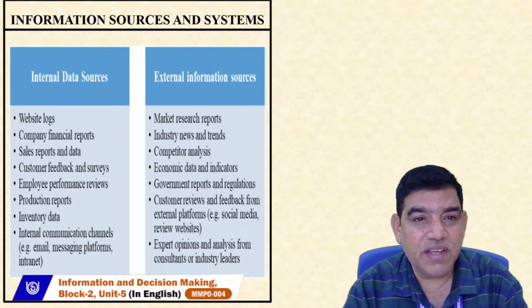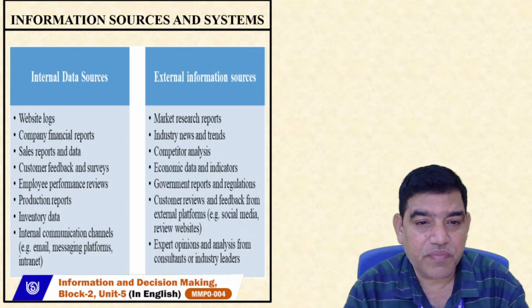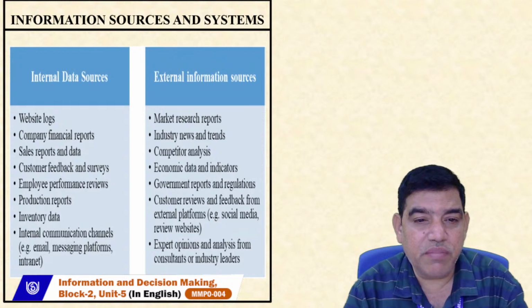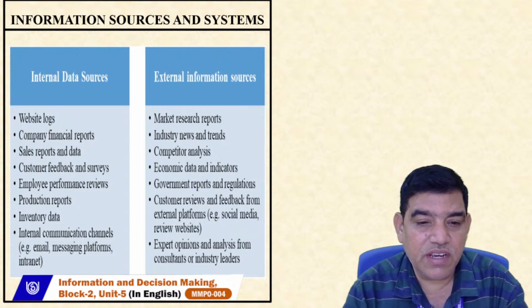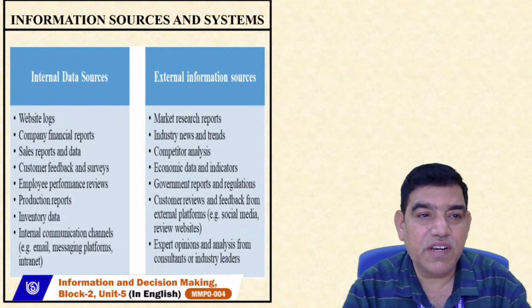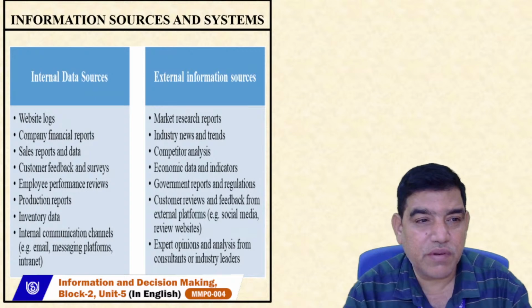And similarly, external information sources means market research reports, industry news and trends, competitor analysis, economic data and indicators, government reports and regulations, customer reviews and feedback from external platforms such as social media and review websites, and expert opinions and analysis from consultants or industry leaders. So these are the two different data sources where we collect the data, and we process it and generate information for the decision making process.